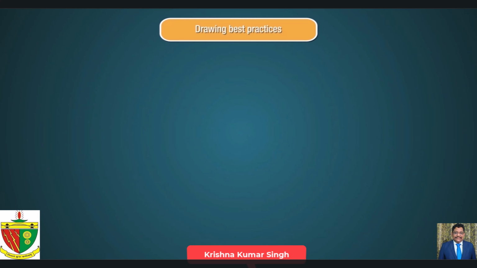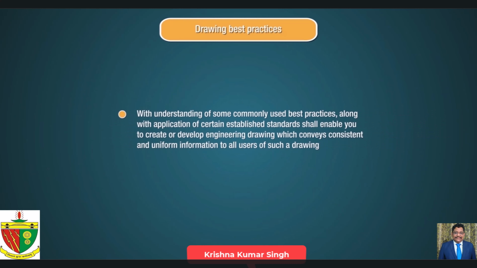Drawing best practices. With an understanding of some commonly used best practices, along with application of certain established standards, you will be able to create or develop an engineering drawing which conveys consistent and uniform information to all users of such a drawing.